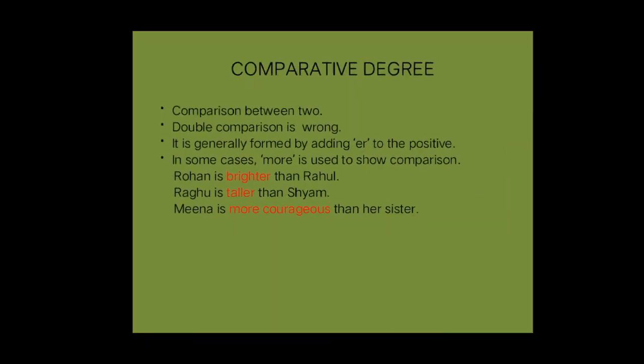Now, comparative degree. Here, we make comparison between two. It can be two things, two persons, two animals, or anything. And next is, here we don't use double comparison, it is wrong. So what do you mean by double comparison?